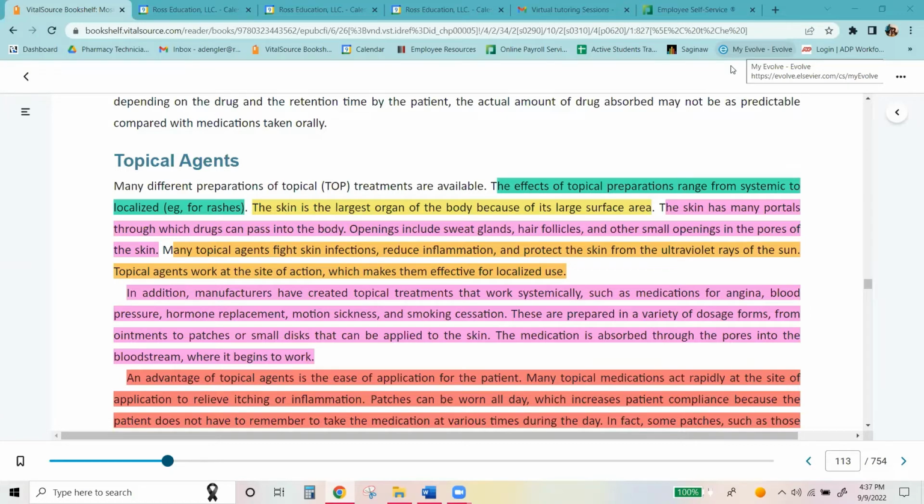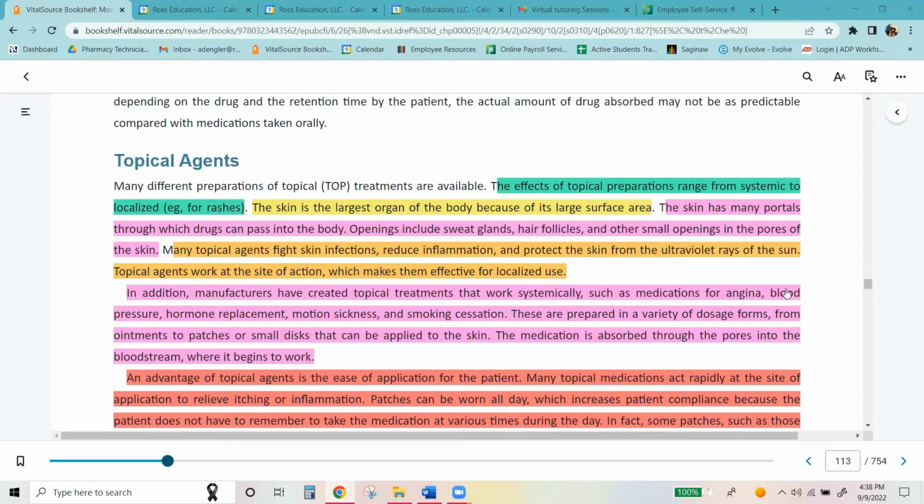Many different preparations of topical treatments are available. The effects of topical preparations range from systemic to localized, like for rashes. The skin is the largest organ of the body because of its large surface area. It has many portals through which drugs can pass into the body. Openings include sweat glands, hair follicles, and other small openings in the pores of the skin. Many topical agents fight skin infections, reduce inflammation, and protect the skin from the ultraviolet rays of the sun.